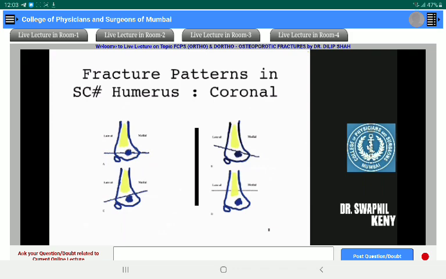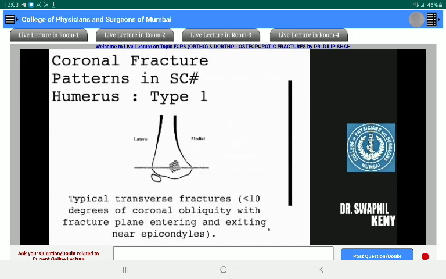Now, essentially, to try and understand a supracondylar fracture, one needs to understand the fracture patterns. And the fracture patterns can either be in the coronal plane or they can be in the sagittal plane. So the coronal plane fracture patterns are a low transverse, a lateral oblique, a medial oblique, and a high transverse. And similarly, there are sagittal plane fracture lines as well, which I will come to later.